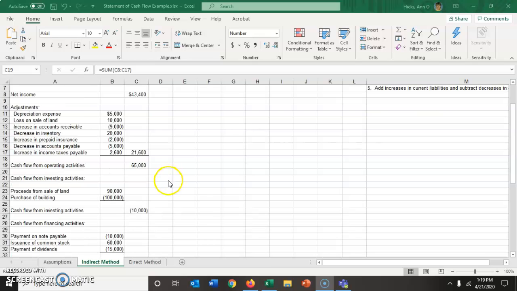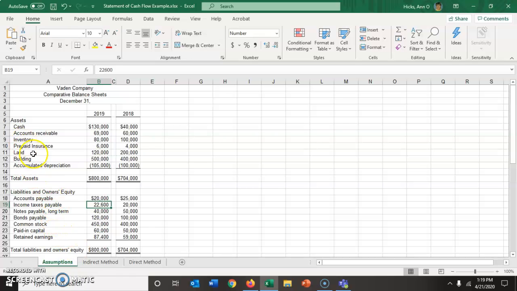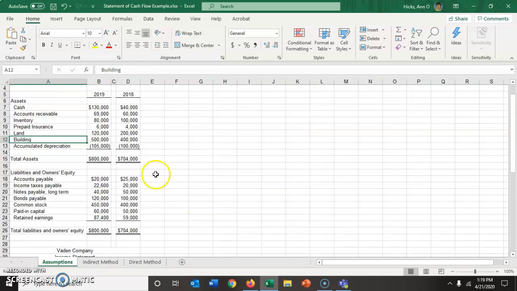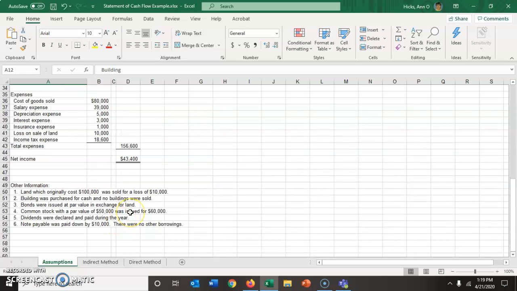Okay, so that's cash flow from operating activities. Let's look at cash flow from investing activities. You'll recall that for cash flow from investing activities, we want to take a look at our long-term assets. So if we look at our long-term assets, we have two. We have land and we have building. Now, land decreased by $80,000.